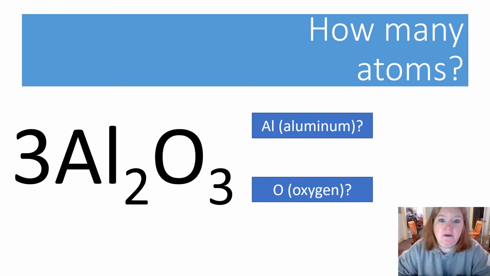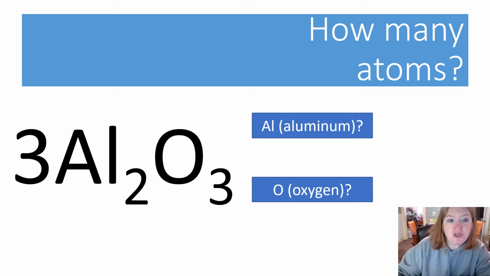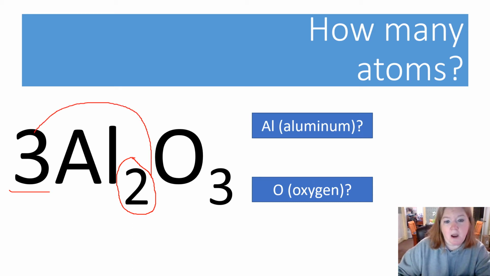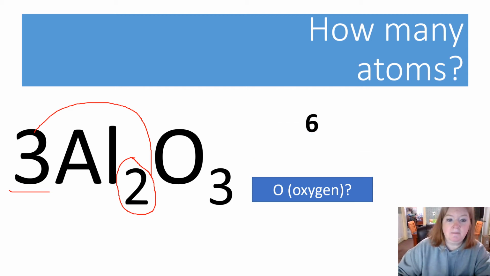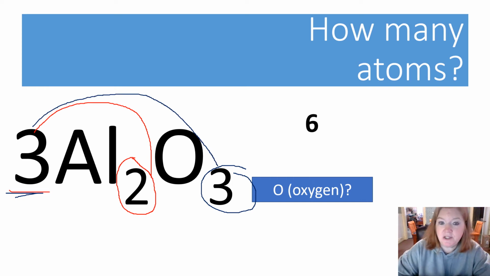All right, let's count atoms here. So aluminum, how many? Well, this is tricky. See, we have a coefficient right here, and we have a subscript. So what we have to do is multiply them. So for aluminum, I have 2, but times 3. So altogether, I have 6. And let's switch colors. For oxygen, I have 3 in the formula. But this coefficient in the front still applies, so I have to multiply them. So for oxygen, I have 9.